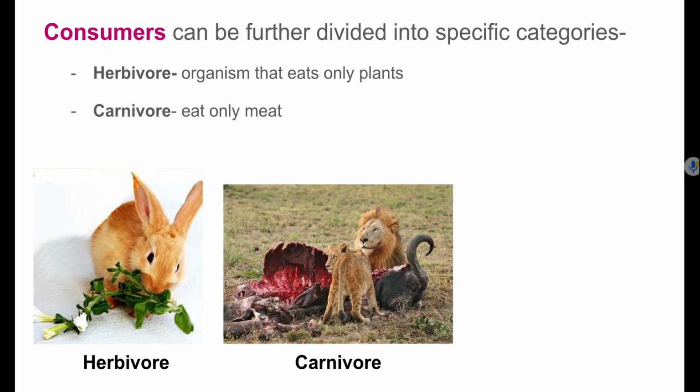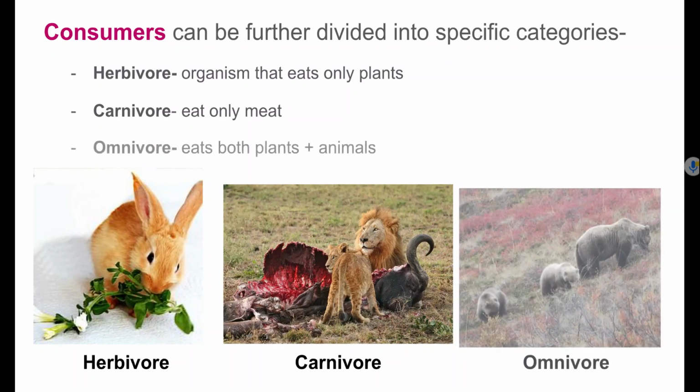Carnivores are organisms that eat only meat. A lion is an example of a carnivore. And omnivores are organisms that eat both plants and animals. A grizzly bear is an example of an omnivore.